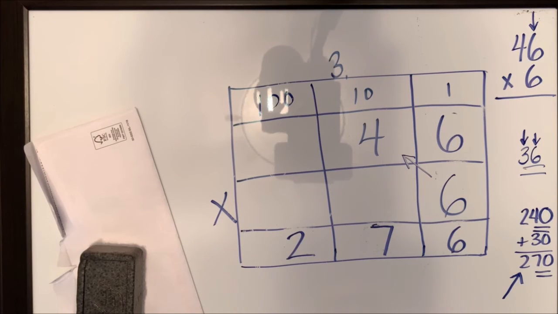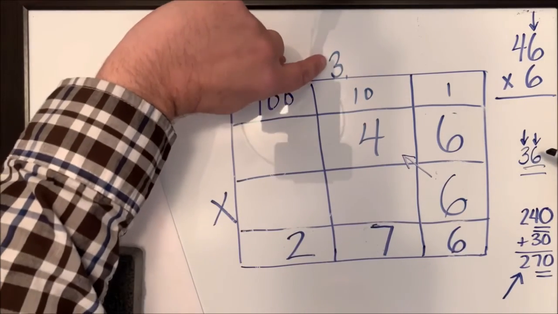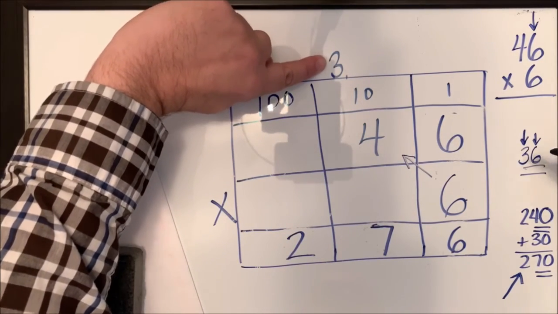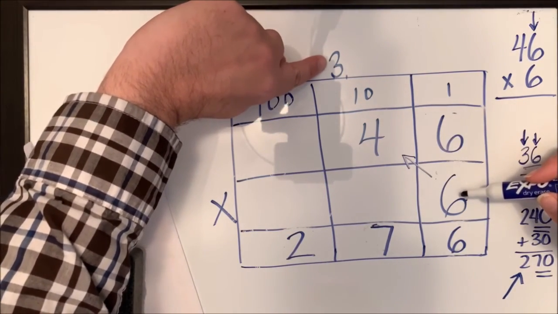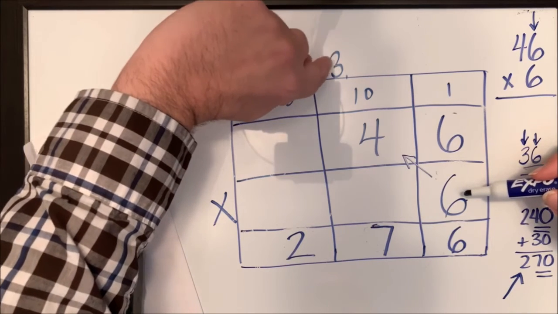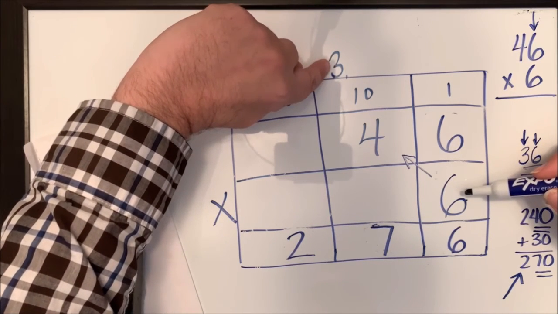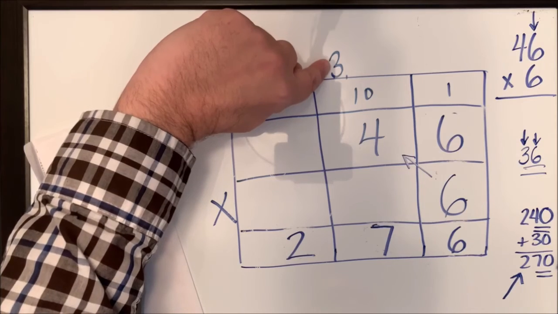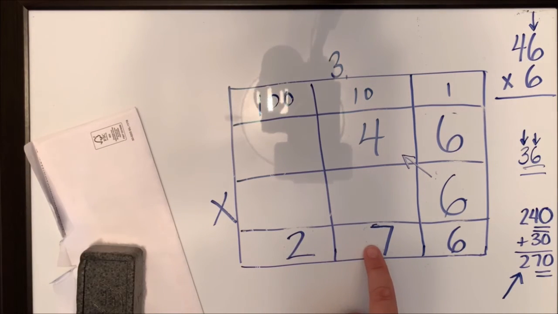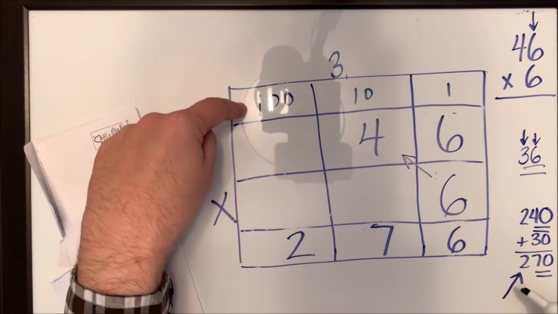So just to go back, 6 groups of 6 is 36. Put my 6 in the ones column, and I bring my 3 tens over to the tens column. 4 groups of 6 is 24 tens plus 3, which is 27 tens, or 270. I have 7 tens and then 2 groups of 100.